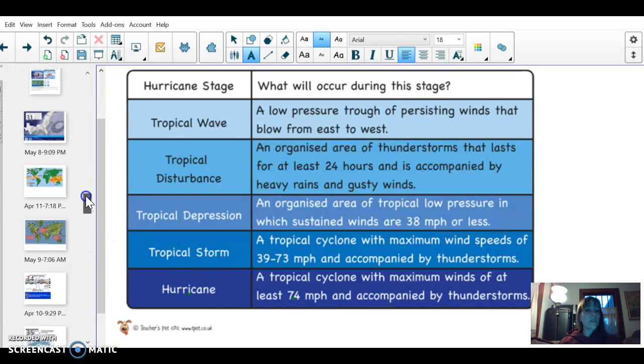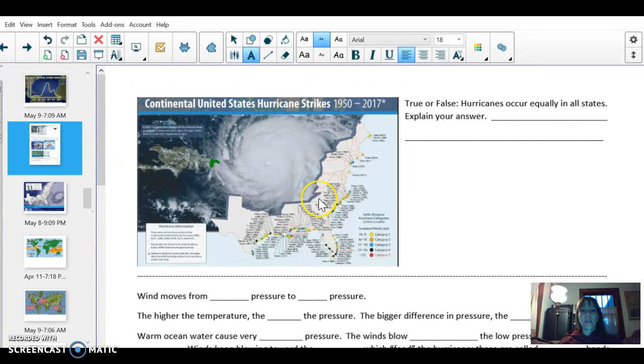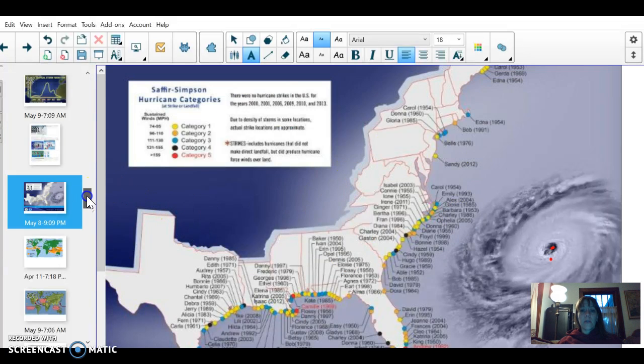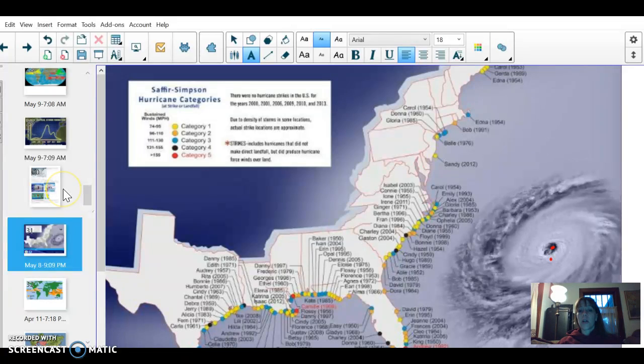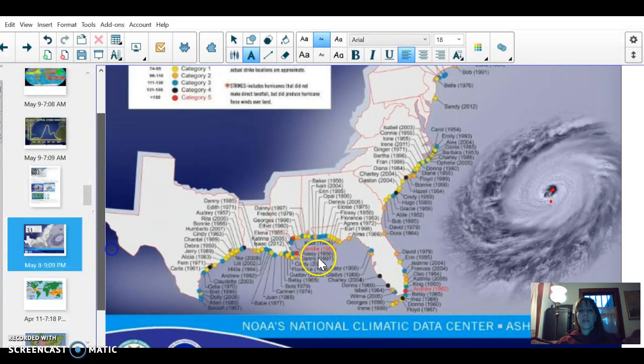Okay? So let's jump back up to the top part where it asks about this little graph here. I know this is a little hard to see, but these are all the hurricanes that have hit the United States. The question I asked is true or false? Hurricanes occur equally in all states. Well, that's going to be false, because you're going to have more hurricanes in the southeast region. You're not going to have any hurricanes here in the Midwest where we live because it's just too far away from the water.